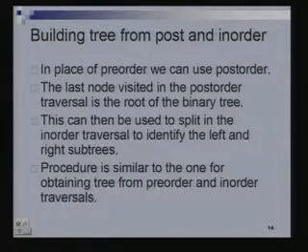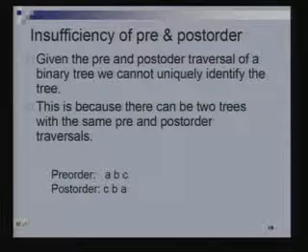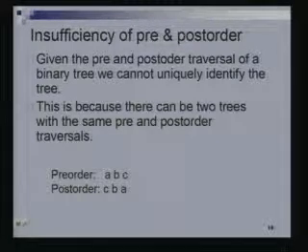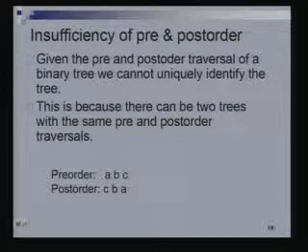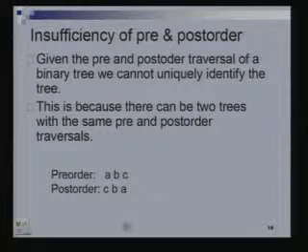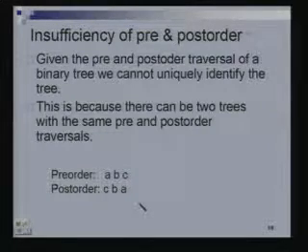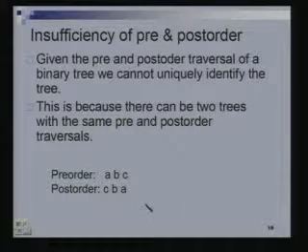Now what is the third question? Given pre and post, can you do it? No. Given the pre and post order traversal of a binary tree, you cannot uniquely determine the tree. The reason is there can be 2 trees which have the same pre and post order traversal. Suppose I gave you this pre order traversal and this post order traversal, a 3 node tree. What do you think is the tree?